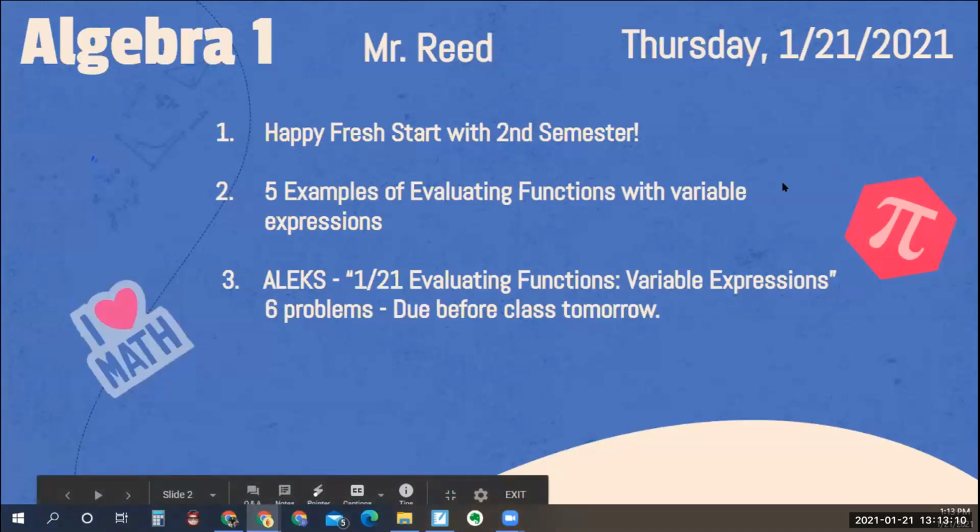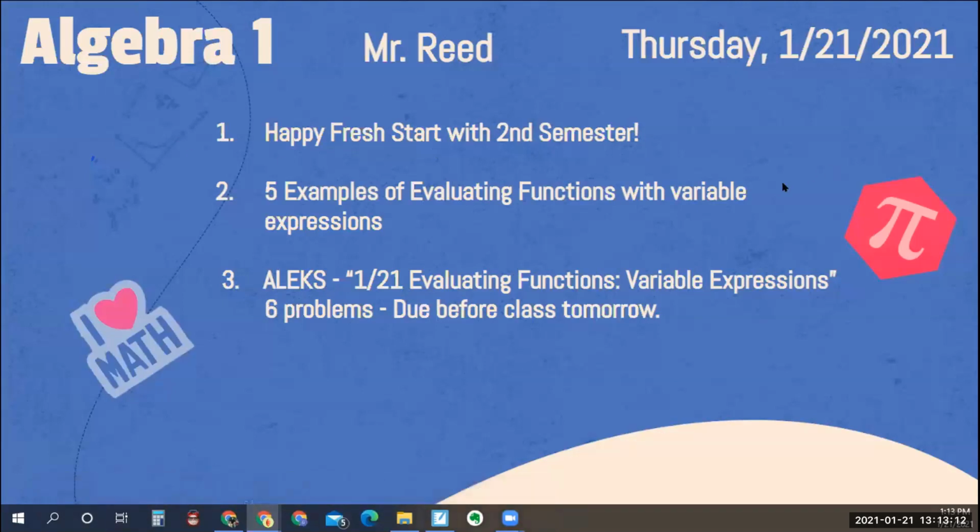So happy fresh start with second semester, everybody. Glad to have you here. Clean slate for everybody. Can't have anything but a wonderful grade at the moment, and we're going to try and keep it that way all semester long.